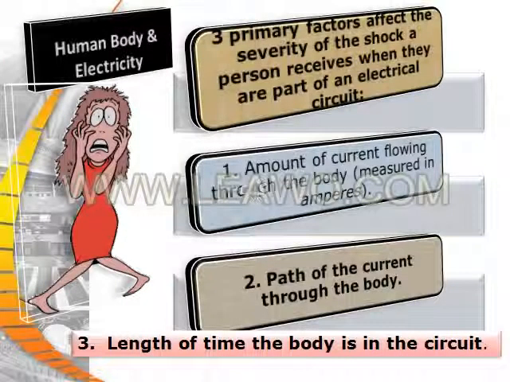Three primary factors affect the severity of the shock a person receives when they are part of an electrical current: the amount of current flowing through the body, measured in amperes, the path of the current through the body, and the length of time the body is in the circuit.